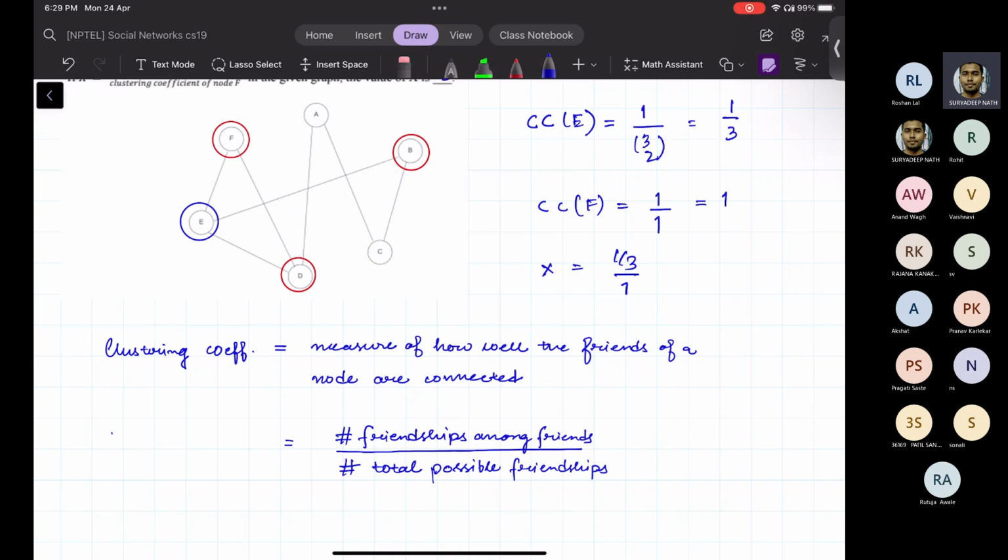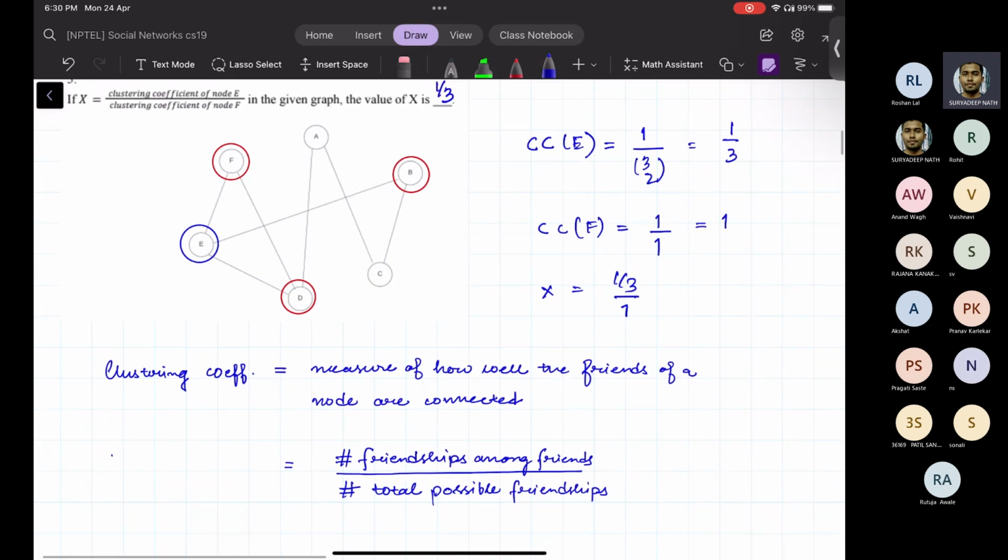So if you look at F, B and D, the number of friendships present is basically 1, that is between F and D. And what could have possibly existed was 3, that is 1 between F and B, 1 between B and D, and another between F and D. So that could be 3. So the ratio is 1/3. So the clustering coefficient of E is 1/3.